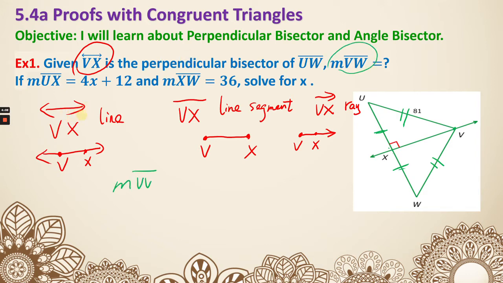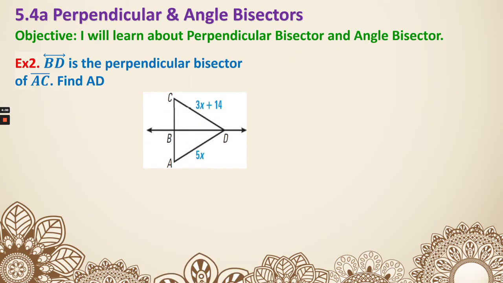The measurement of VW is the same as the measurement of UV, which is 81. Next, we know UX is the same as XW, so 4x plus 12 equals 36. After solving, x should be 6. That is example 1. Now example 2.